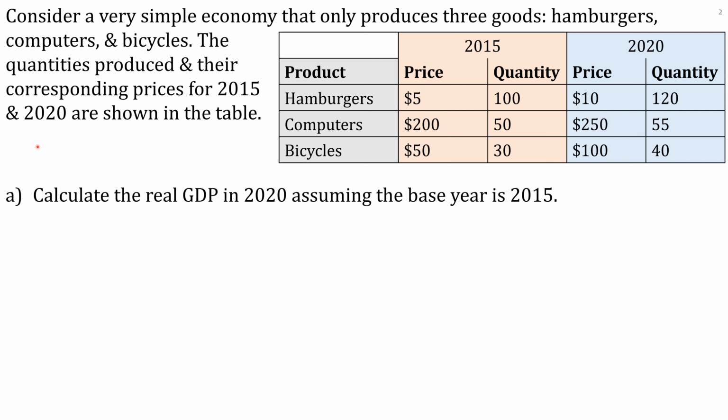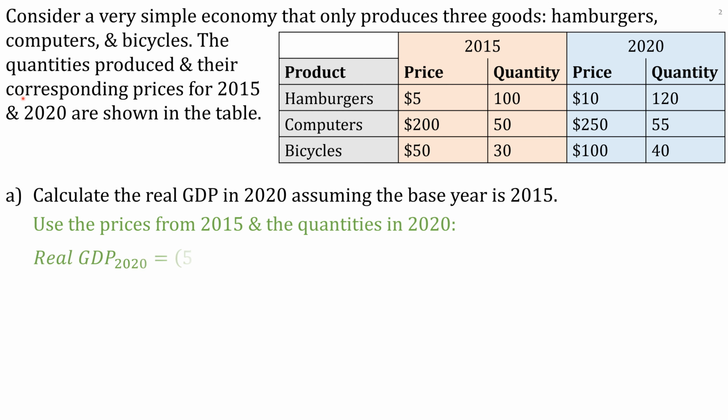In A, we're asked to calculate the real GDP in 2020, assuming the base year is 2015. So because we're calculating GDP for 2020, we're going to use quantities from 2020 for the three goods, but we're using real GDP where the base year is 2015, so we'll be using prices from 2015. And we're going to calculate the market values for the hamburgers, computers, and bicycles, where we multiply price times quantity.